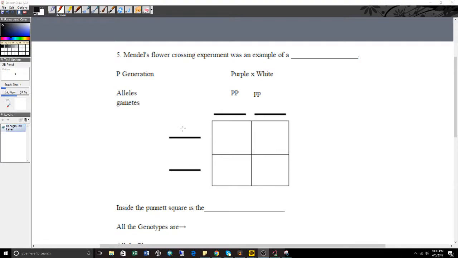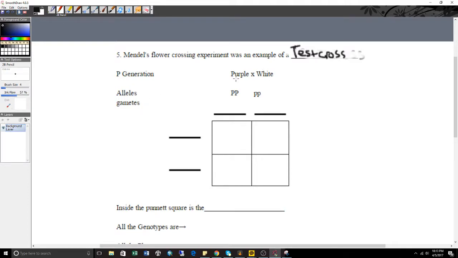So Mendel's flower crossing experiment was an example of a test cross. I don't know why I wrote that so weird, but I did. There should be no space here. I'll just fix it, or else it'll bug me. So it was an example of a test cross. Now this is used when you're trying to determine the genotype of an organism.